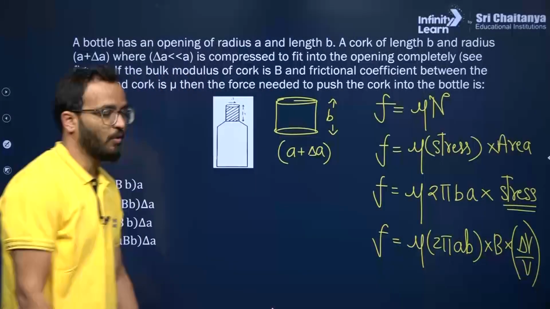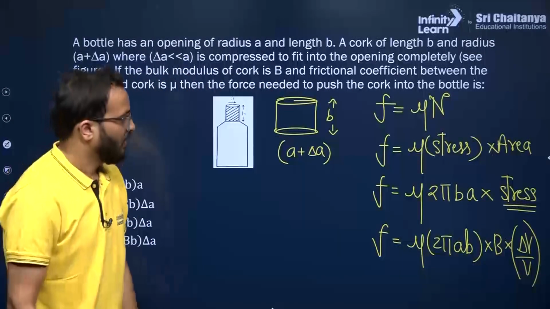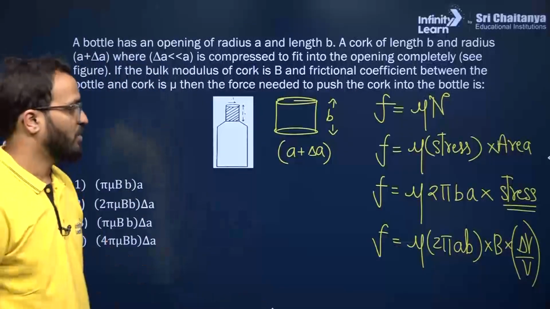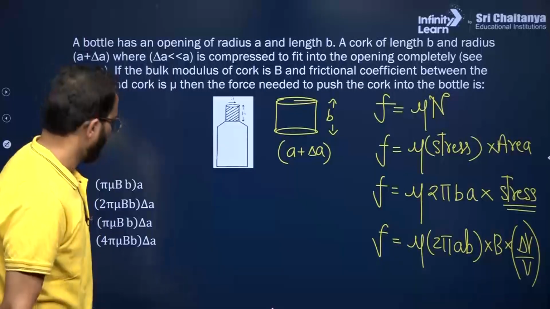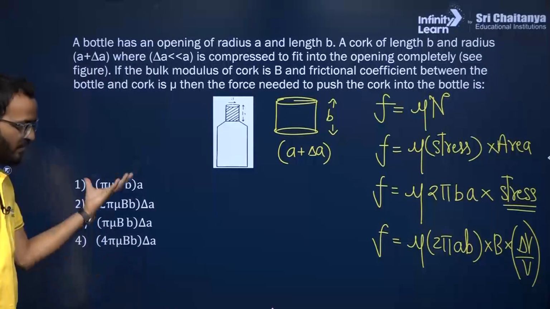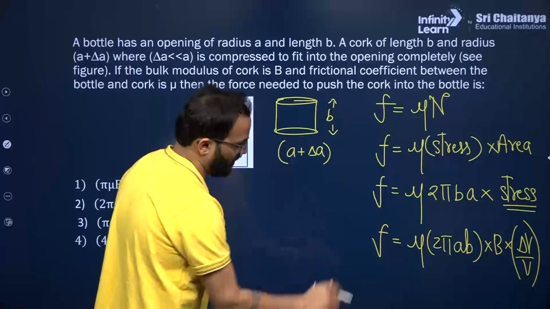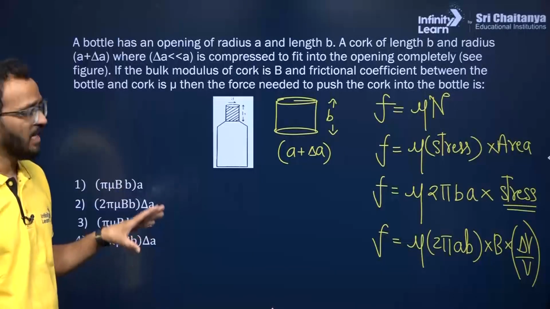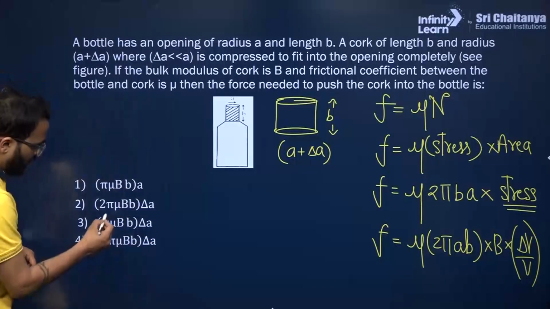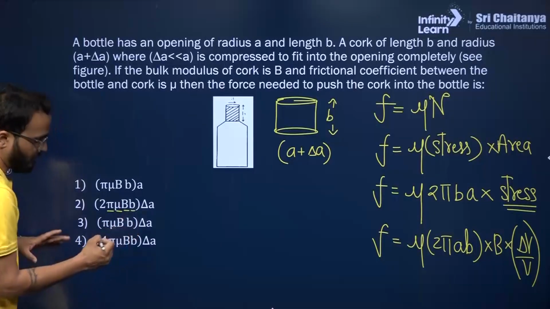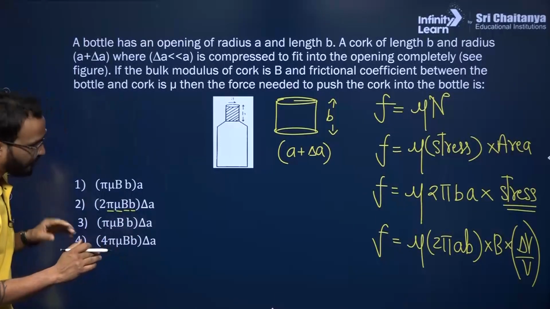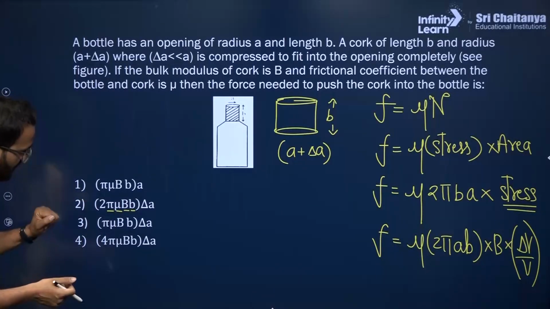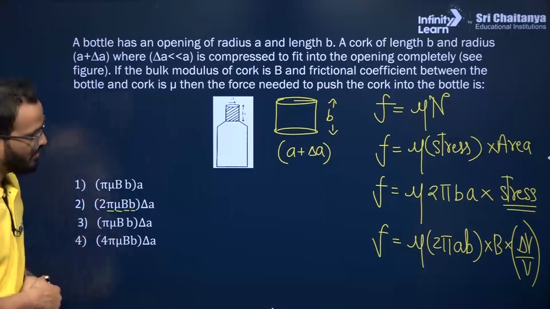Oh god, now the question becomes very simple. We just have to figure out the volumetric strain in this cork. If we know that, our question is simply solved, nothing else. So if you see the options, we are getting very close, right? So it is 2 pi mu A capital B into small b. So pi mu capital B into small b we have got, and 2 also we have got. A is missing here.